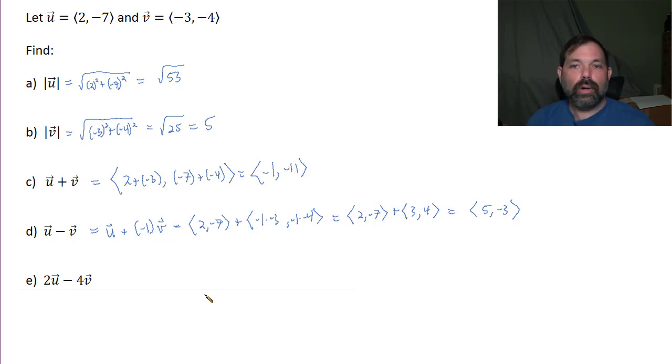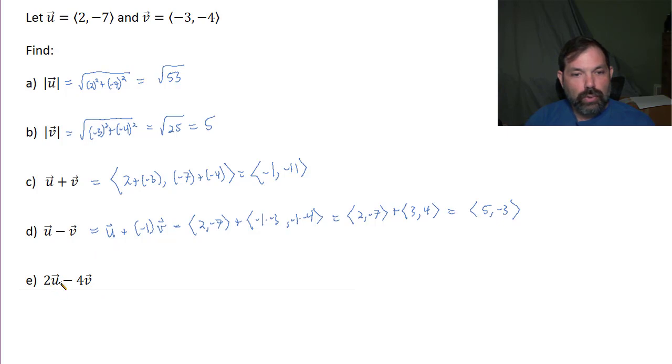So that was a lot of work to show that basically, if we're subtracting vectors, you subtract the components respectively. 2 subtract -3 is 5. -4 subtract -7 is... -7 subtract -4 is -3.